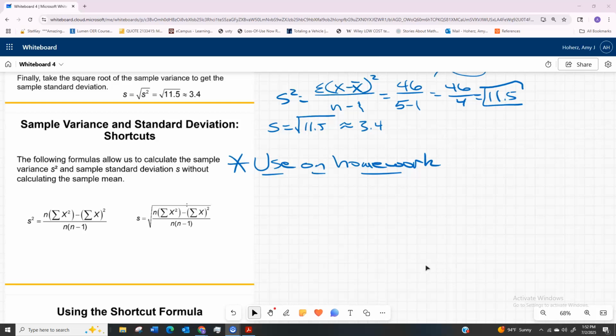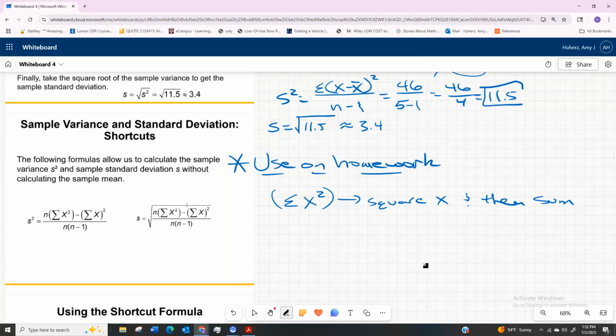Let's practice using this shortcut formula. So the shortcut formula, again, just uses n, which is the number of values in the data set. It uses the sum of the x squares. So the sum of the x squares means you square the x's and then sum them up.